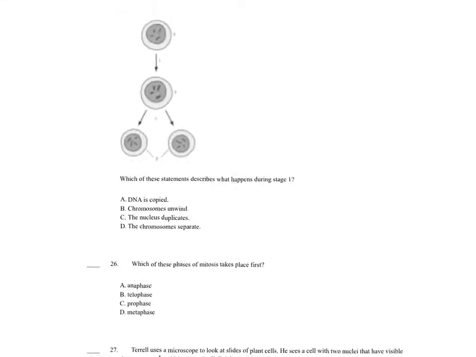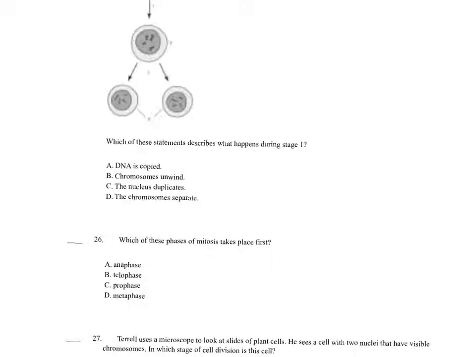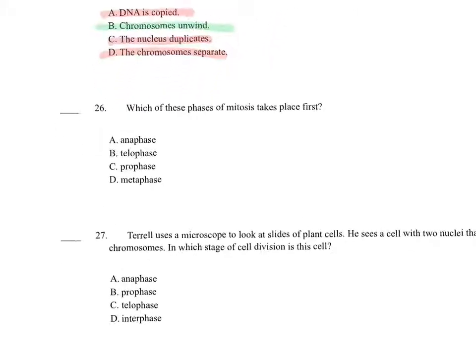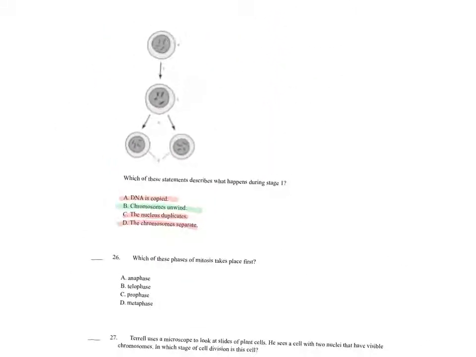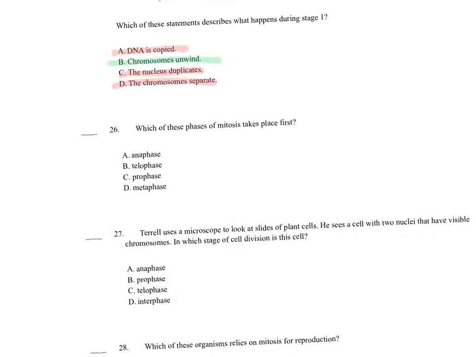Did it say cell division? Did this say cell division or cell cycle? Cell division. Well, to be honest, I want to say it's A, but if I were going to choose, I'd choose this one, because you have to unwind it before you can duplicate it. So DNA is then copied. First you have to unwind it, then you copy it, then you duplicate the nucleus. Or then you separate the chromosomes, then you duplicate the nucleus. This is actually a horrible question, by the way, but that's the best answer, I think.